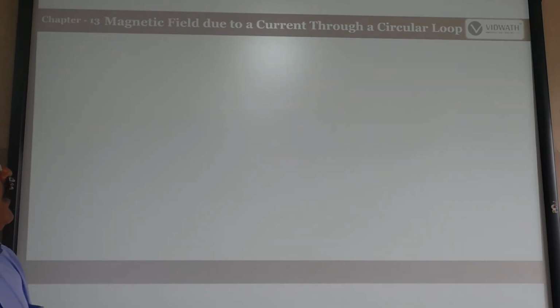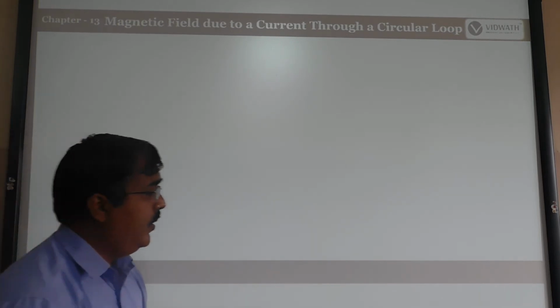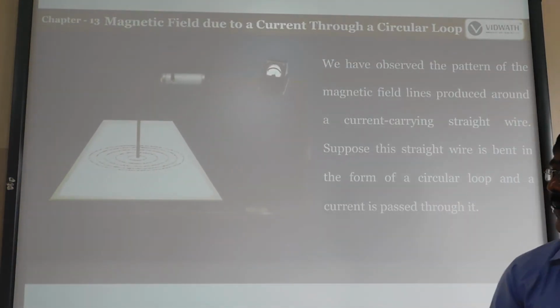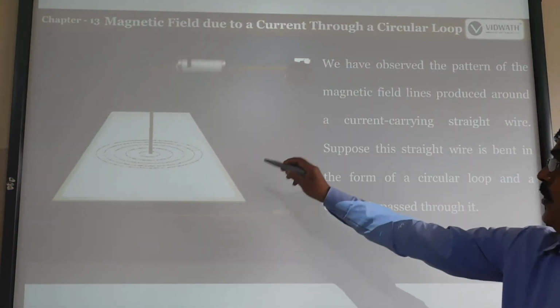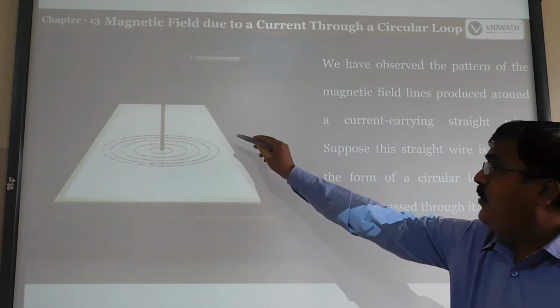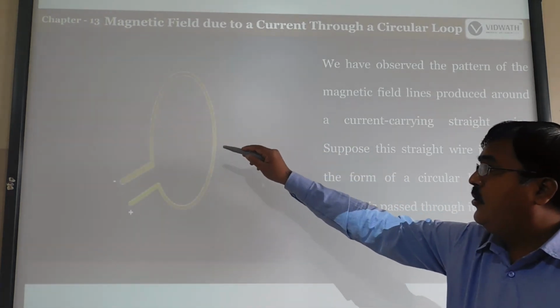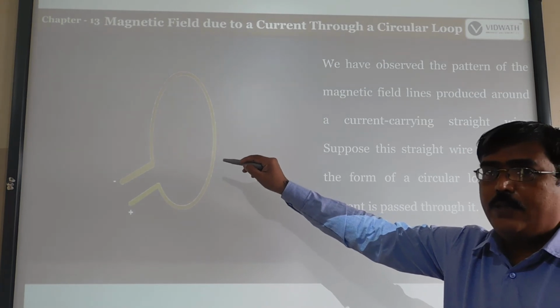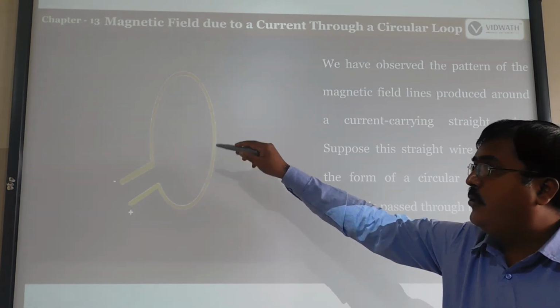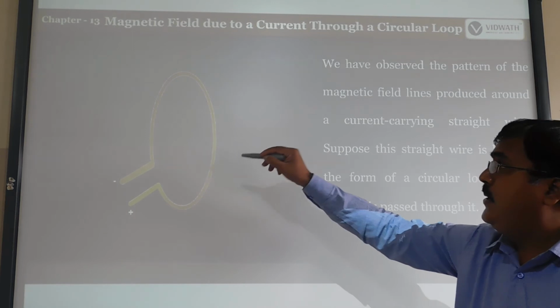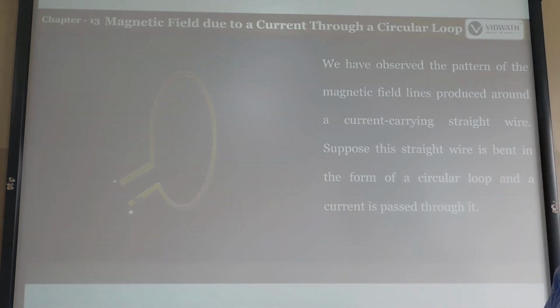So next is the magnetic field due to current through a circular loop. Look here. Same setup as before: this is the battery and plug key, again taken on the cardboard. When we sprinkle some iron filings, then what happens? It should look like a circular loop. So we have observed the pattern of the magnetic field lines produced around the current carrying straight wire.